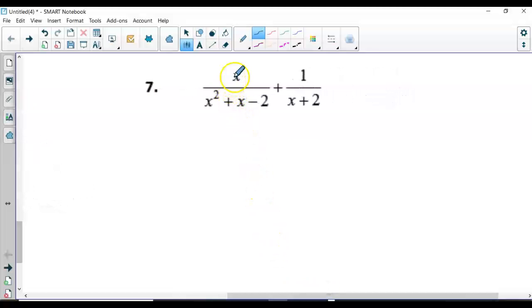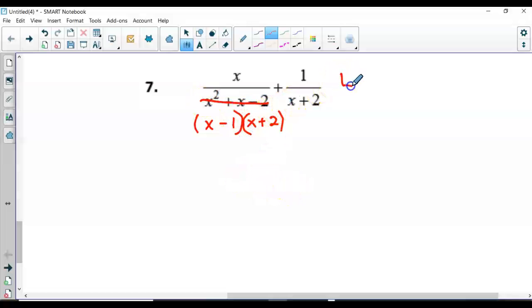Now number 7, we look, and our LCD is going to be the factors of this trinomial and the binomial over here. So let's go ahead and find our factors of our trinomial. Two numbers that multiply together to make negative 2 and have a difference of 1, which are 1 and 2. So it's x minus 1, x plus 2. And you can use your factoring skills to get that from the other unit. So we're not using that anymore.